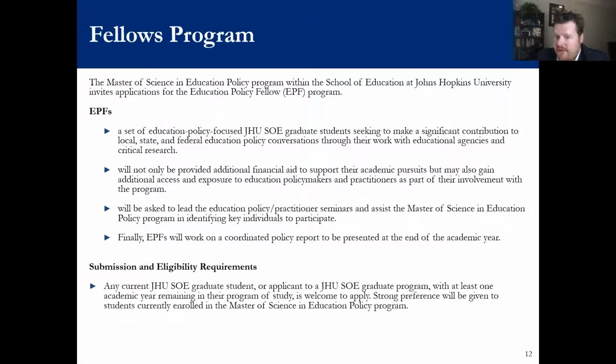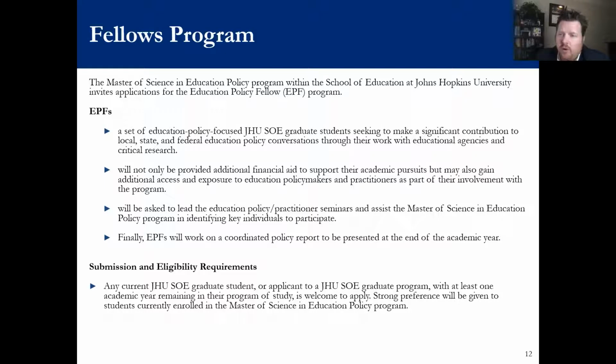So I think this is something I'm really excited about. This is something that I started when I was lucky to take over this program. We also offer this fellows program. So as part of the application process, you can apply to become part of the Education Policy Fellows program. It does come with additional financial aid, an additional stipend to defray the cost of your program. But really what it also does is these EPFs become the ambassadors to the program, right? There's a smaller set of students.